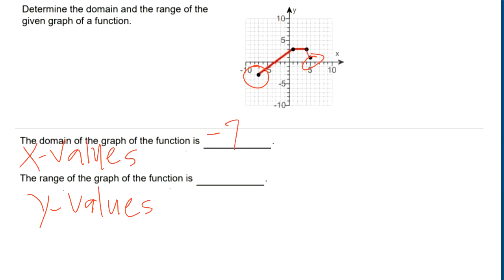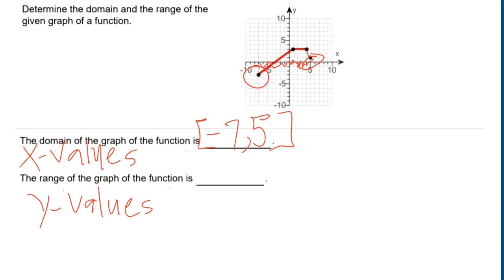Now I want to use a bracket because you see this point is a dark closed circle, so it means that it's included in the graph. So I'm going to write -7, and then I move on to my last x, which is going to be 5. So my domain, my first x is -7, and my last one is 5. So you want to write it in brackets because the circle is closed.